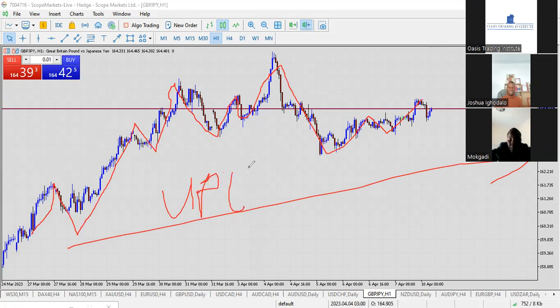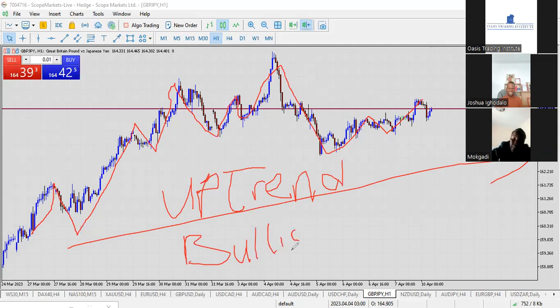So you call it an uptrend or bullish market. Some call it bullish, which is the most popular name, and some call it uptrend. So you call it bullish or you call it uptrend.